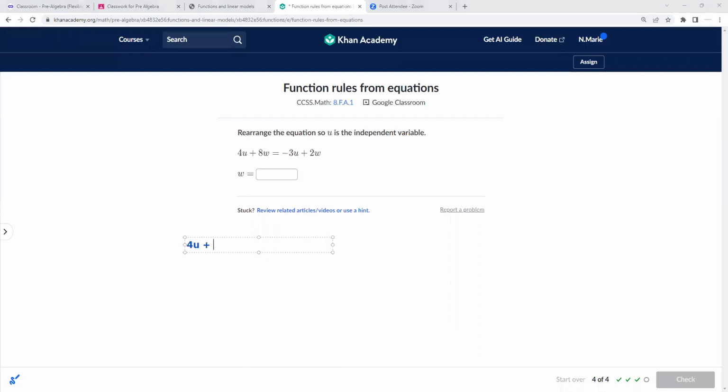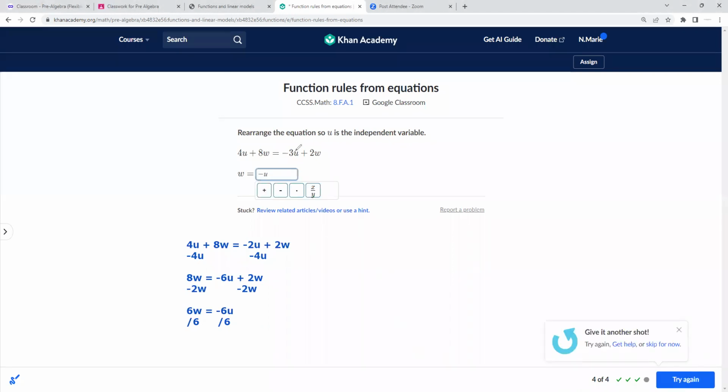Okay, this one's a little trickier when you want to get the w alone. First, you can see there are w's on both sides of the equation, so we want to get those together. Let's minus 4u to the right. And we now have 6w equals negative 6u plus 2w. And then let's minus 2w to the left. That way we get the u's together, the w's together, just like when you're solving equations, right? And then we divide everything by 6.